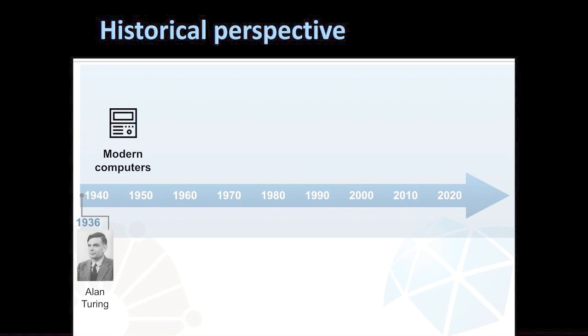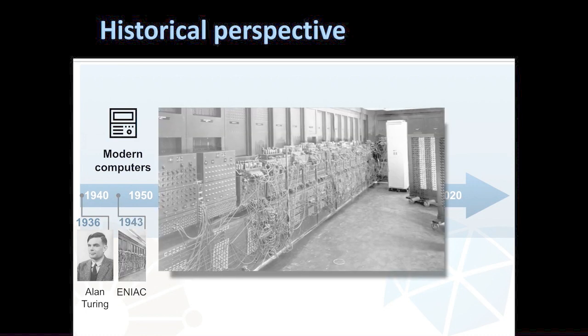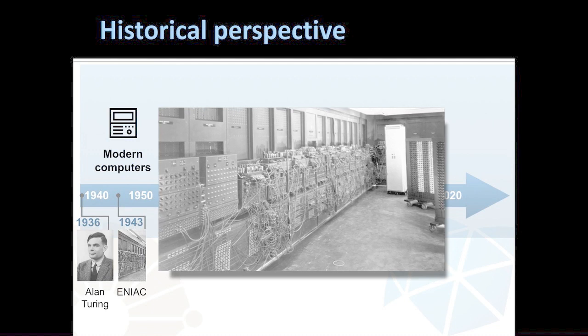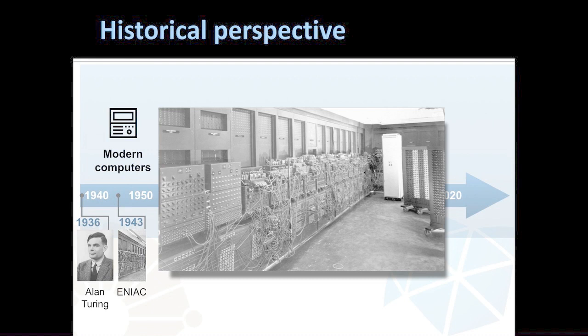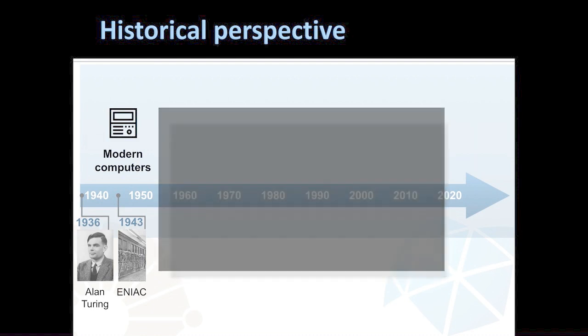The first electronic programmable computer built was the ENIAC. It weighed about 50 tons and it was built between 1943 and 1946 at the University of Pennsylvania, USA.